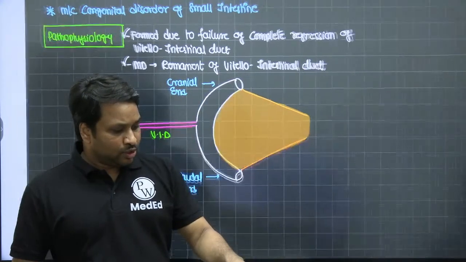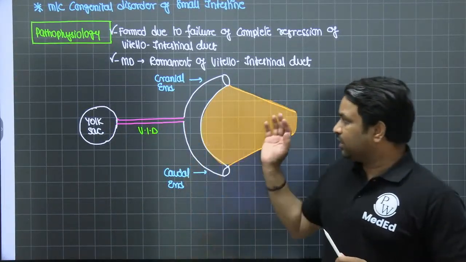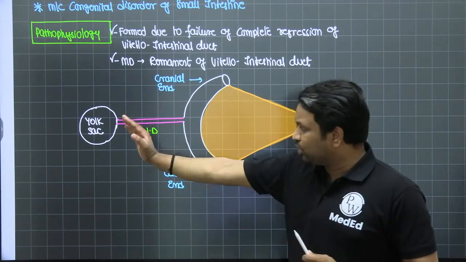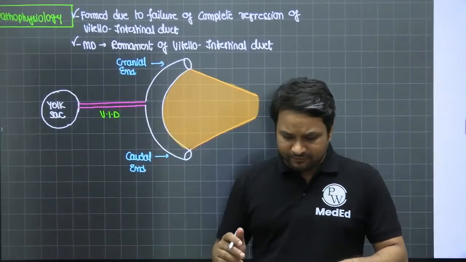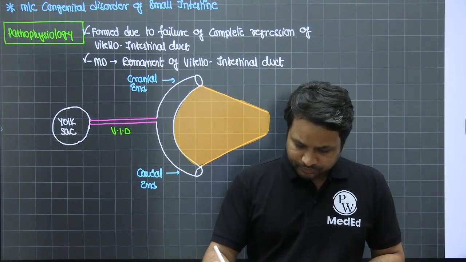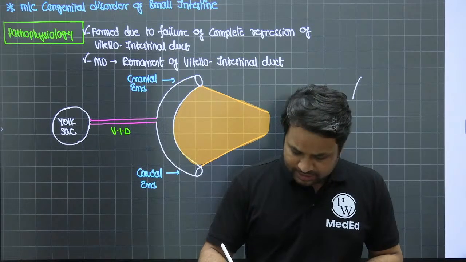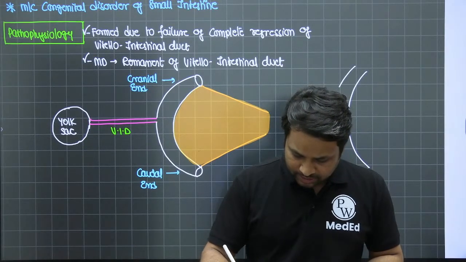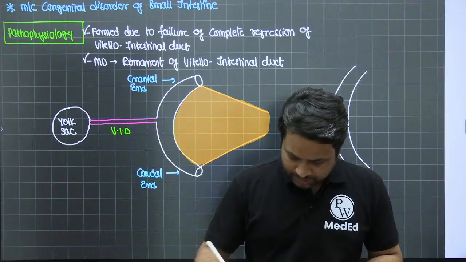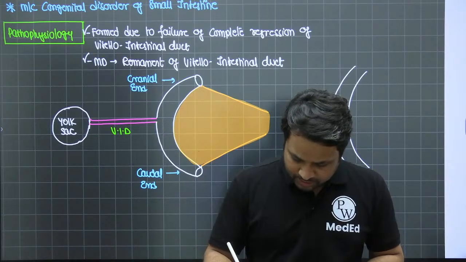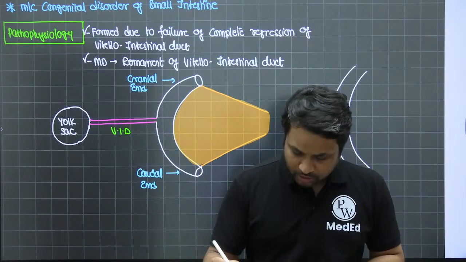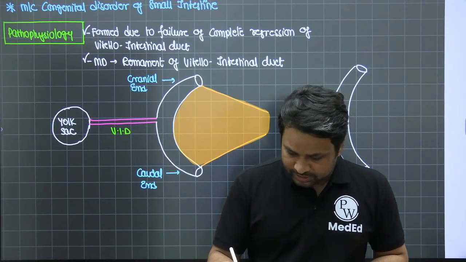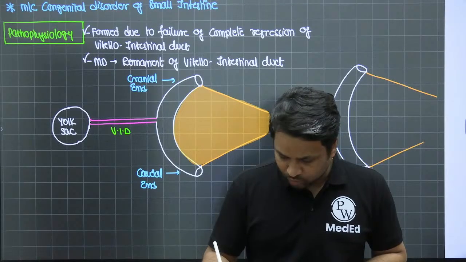So the yolk sac is going to form the vitelo-intestinal duct. The vitelo-intestinal duct attaches to the bowel, and once the midgut has been pulled inside, this usually disappears. In a few patients, it has been found that this vitelo-intestinal duct fails to regress completely. Once it fails to regress completely, at the antimesenteric surface it is left behind like an outpouching.